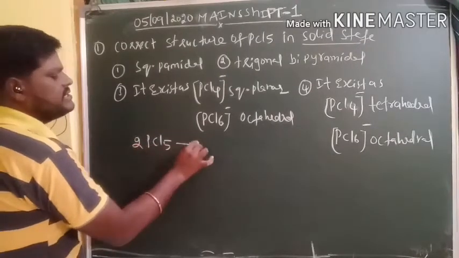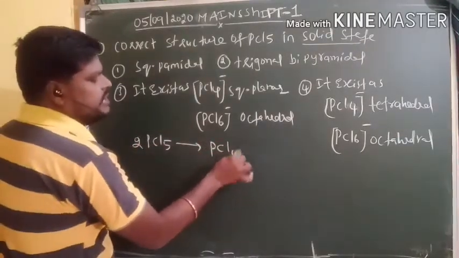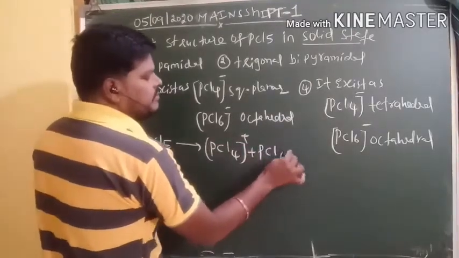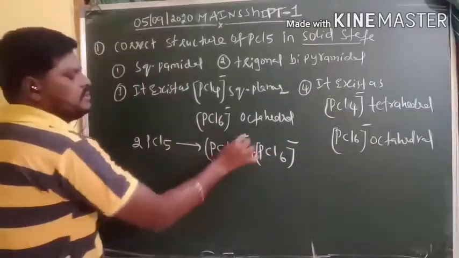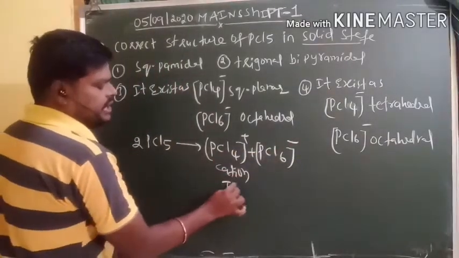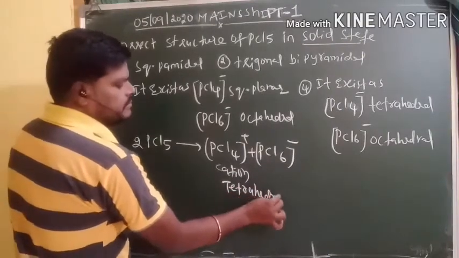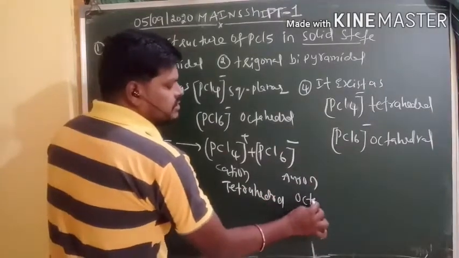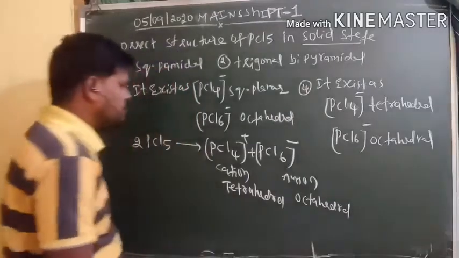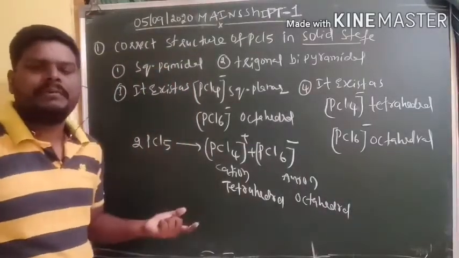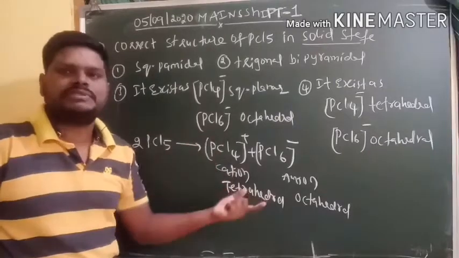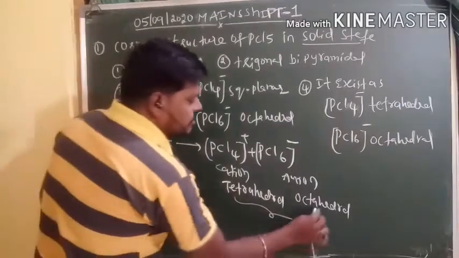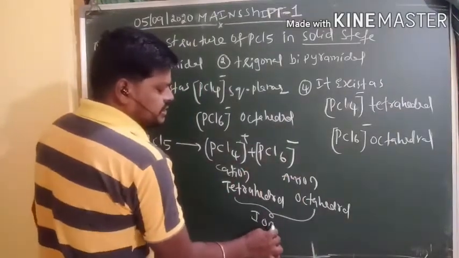So PCl5 is converted to PCl4 plus and PCl6 minus. This is the cation, tetrahedral, and this is the anion, octahedral. Generally PCl5 structure is trigonal bipyramidal in gas state and liquid state, but in the solid state it is an ionic solid, plus and minus.